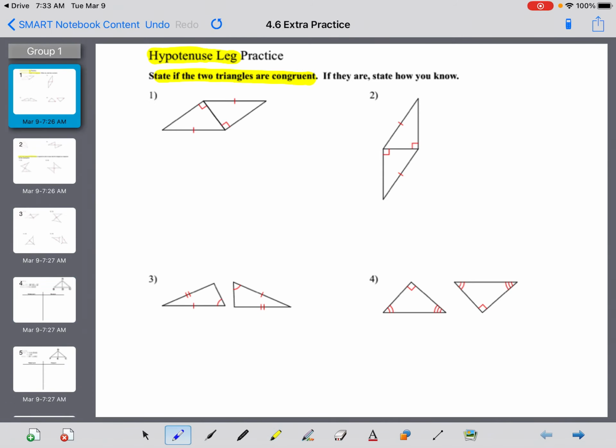Okay, so to look at some examples, your first one, you know that there's a reflexive side right here. Okay, these are your hypotenuse, which we're being told are congruent. So these are congruent because hypotenuse leg is congruent to hypotenuse leg.